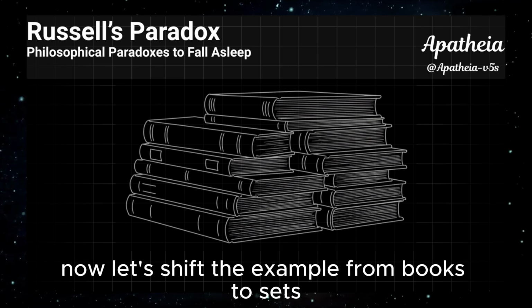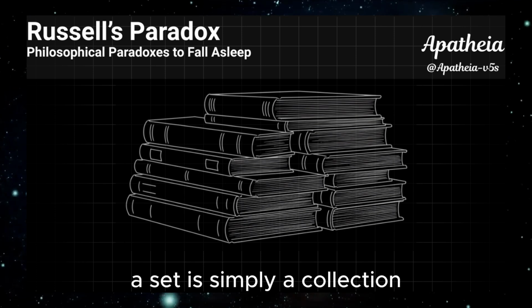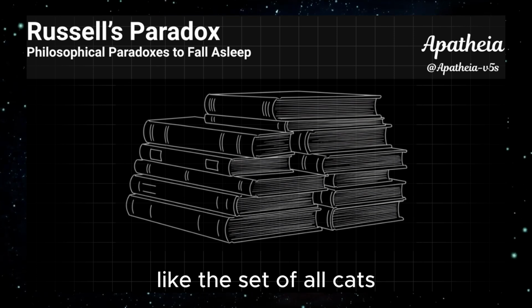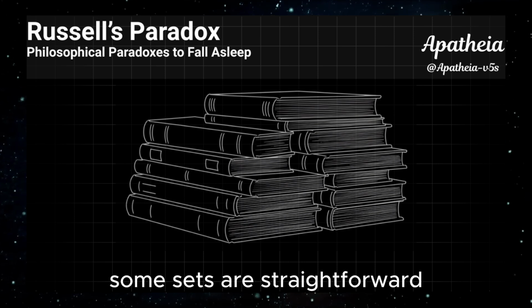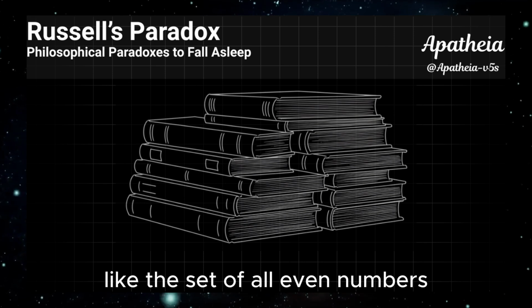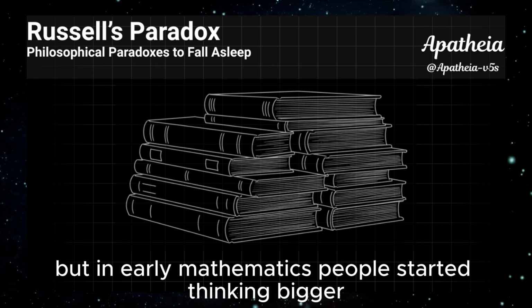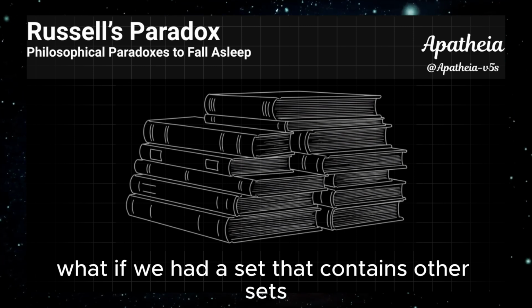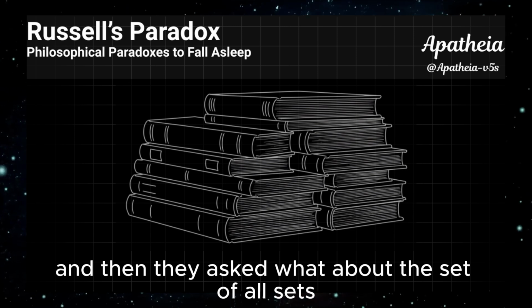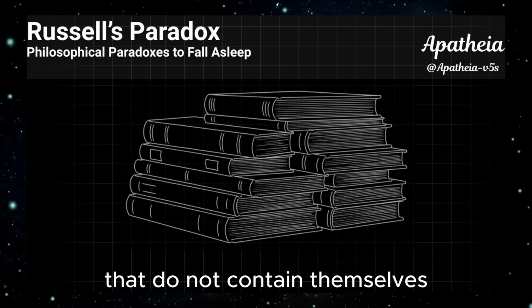Now, let's shift the example from books to sets. A set is simply a collection, like the set of all cats, or the set of all books in a library. Some sets are straightforward, like the set of all even numbers. But in early mathematics, people started thinking bigger. What if we had a set that contains other sets? And then they asked, what about the set of all sets that do not contain themselves?